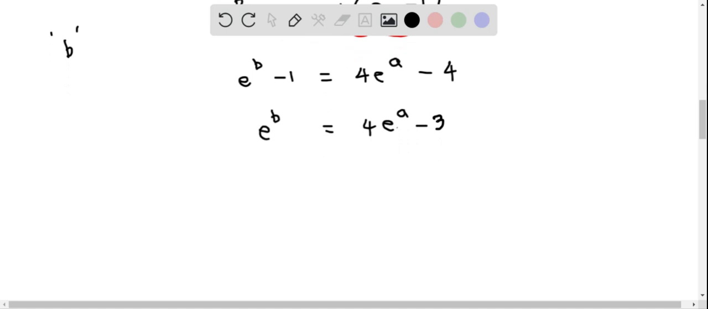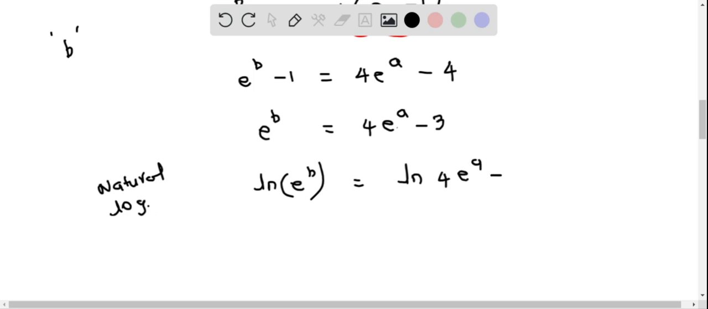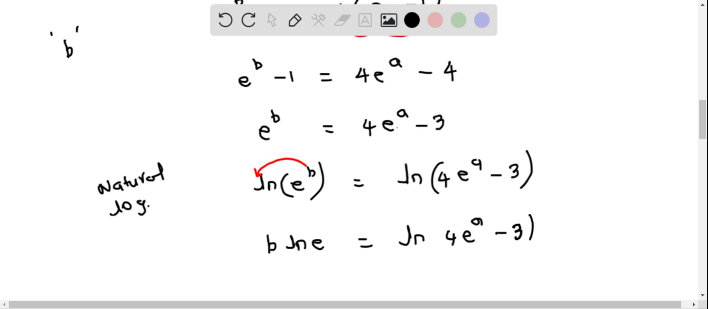I have to solve for b, so I'm going to take a natural logarithm on both sides. When I do that, I get natural logarithm of e raised to the power of b equals natural logarithm of 4 e raised to the power of a minus 3. Now we apply the power rule property of logarithms, so that the power b will come in front. So I can write this as b times natural logarithm of e equals natural logarithm of 4 e raised to the power of a minus 3.